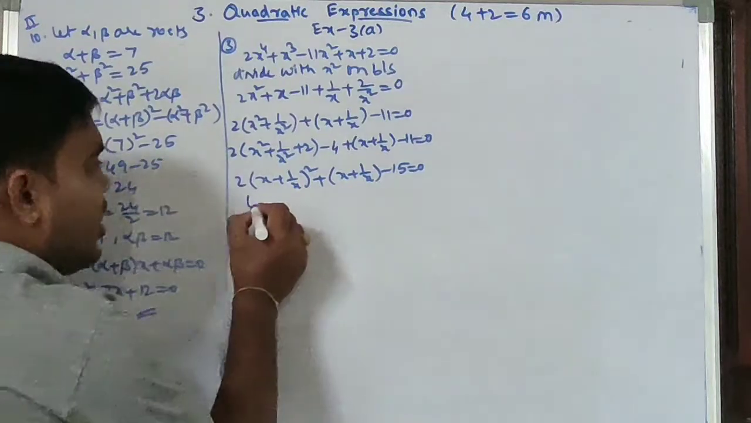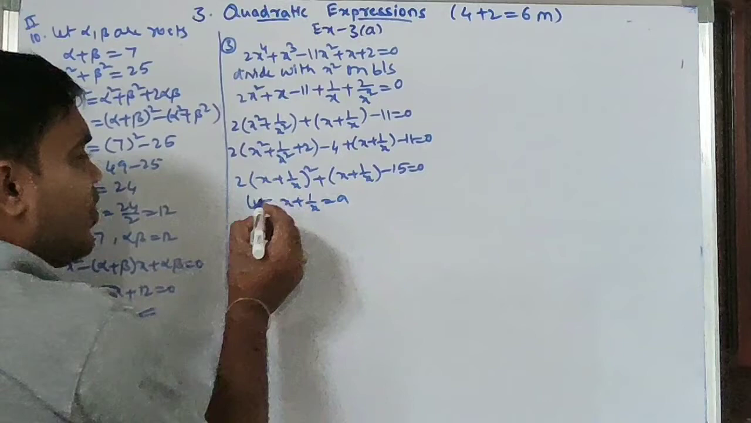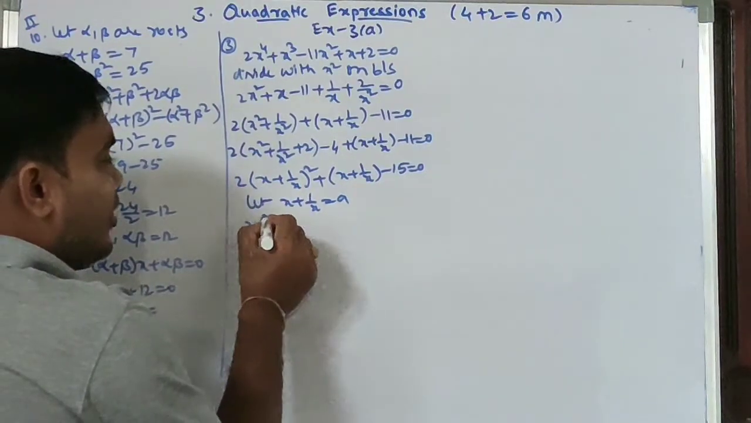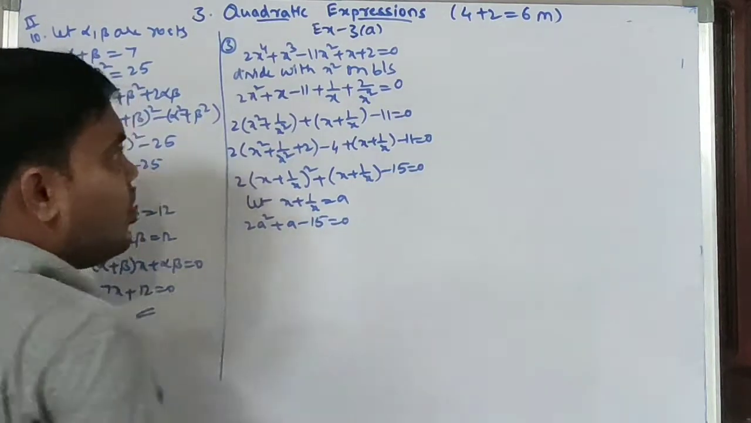Okay, let x plus 1 by x equal to a. If it is equal to a, then 2a square plus a minus 15 equal to 0.